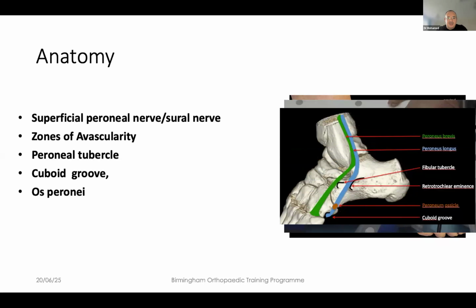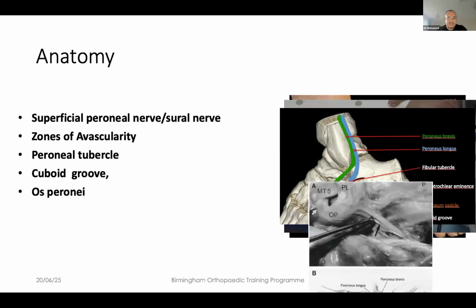The peroneal tubercle is a bony prominence, as you know, at the lateral border of the calcaneum, where the peroneus brevis passes above and the peroneus longus passes below. When we have a calcaneal fracture, it's a common area of peroneal tendon pathology and pain. The cuboid groove is under the cuboid, where the peroneus longus runs across the midfoot, reaching its insertion in the base of the first metatarsal and medial cuneiform. It's again an area of pathology, especially a zone of avascularity for the peroneus longus tendon. And lastly, the os peroneum, as we all know, is a sesamoid bone in the peroneus longus tendon, and it's a common area to have inflammation and pain.